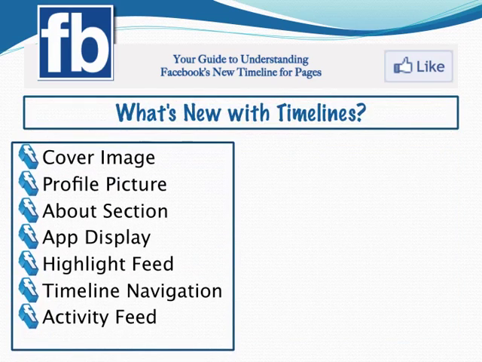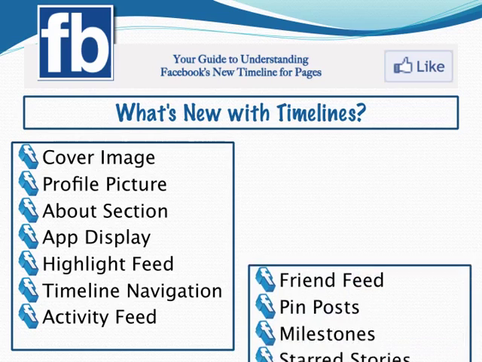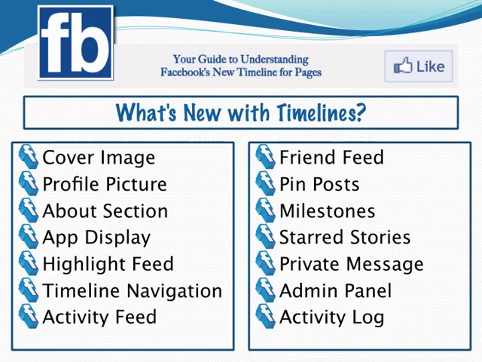Timelines have a cover image, profile pictures, and new about sections. The app display is different and redesigned. There are highlight feeds and timeline navigation. These are new aspects of Facebook, and we'll show you how they work. There's the activity feed and friend feeds. You're able to pin a post and set milestones. You can star important stories. You can private message people.